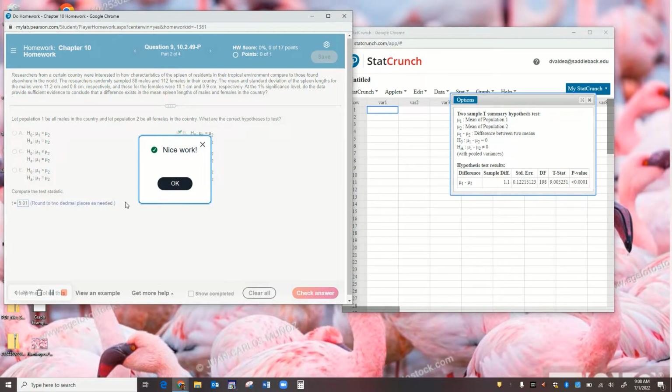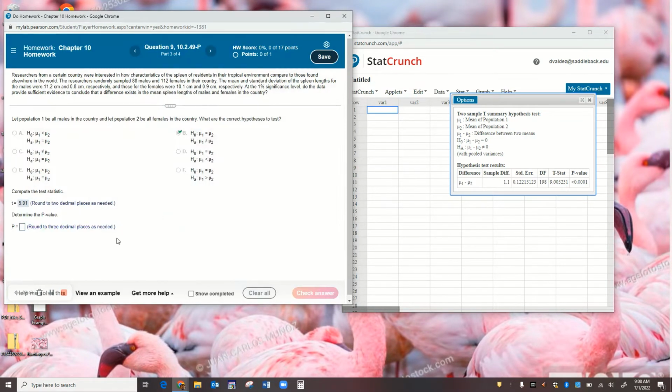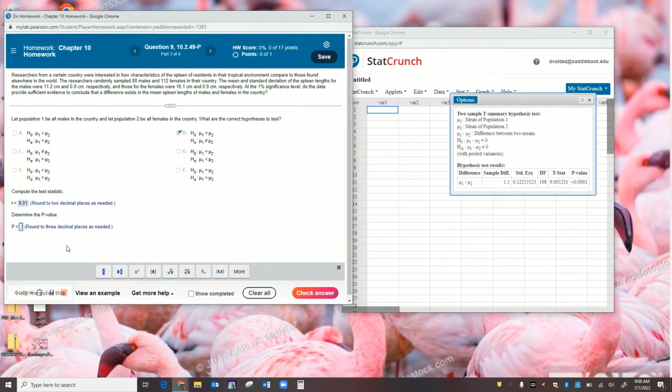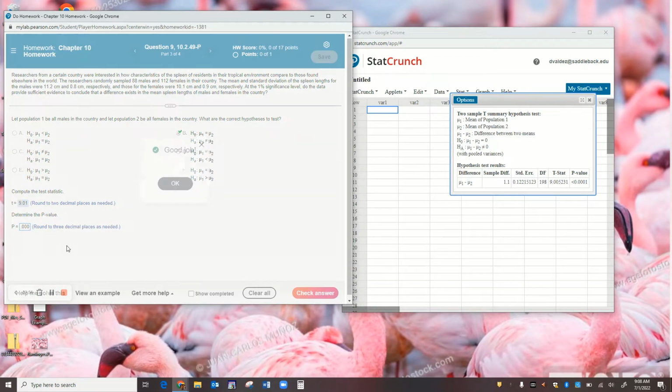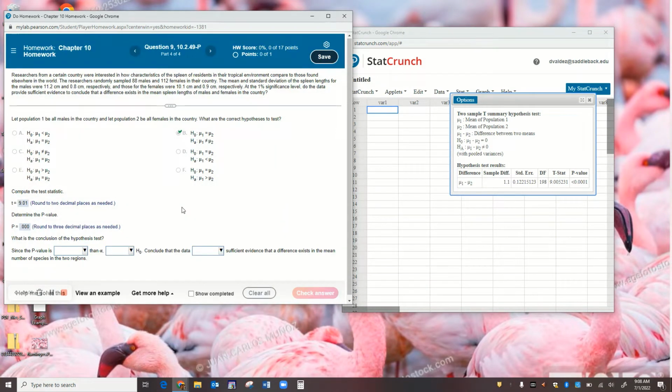Ooh, nice work. Okay, I always get a little nervous. Determine the p-value. Notice we're rounding to 3 decimal places and the p-value is less than 0.0001. If you round that to 3 decimal places, it's just 0. I feel weird, but that's the right answer. So just round accordingly. And then let's make our conclusion.